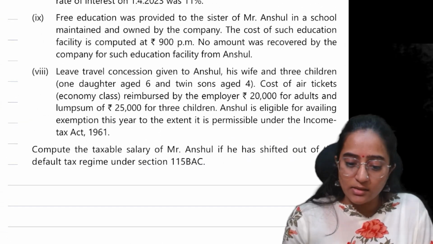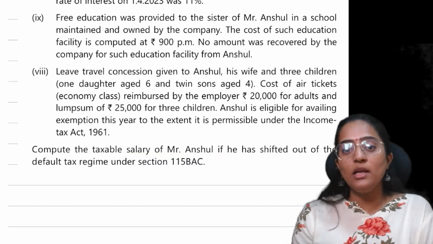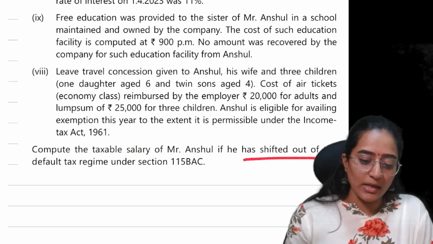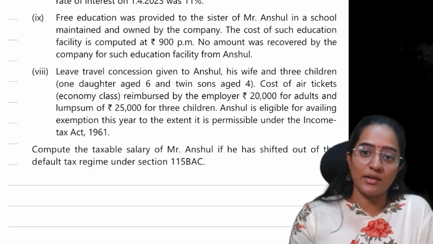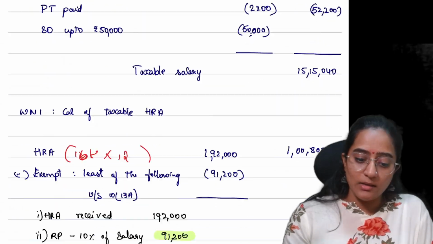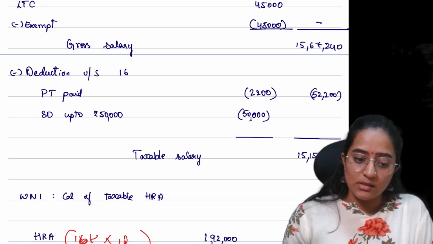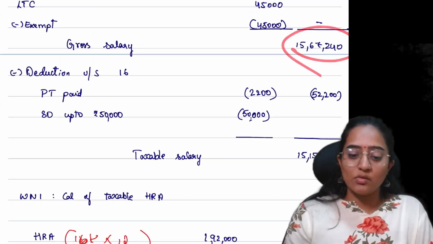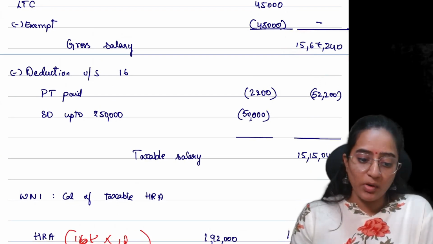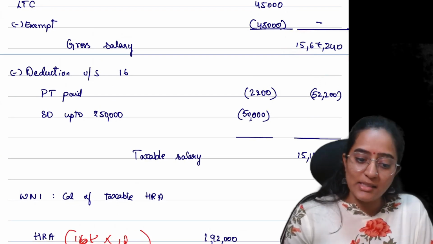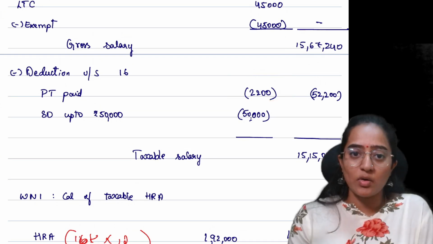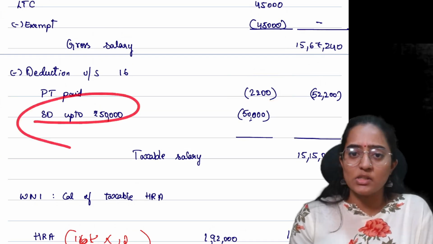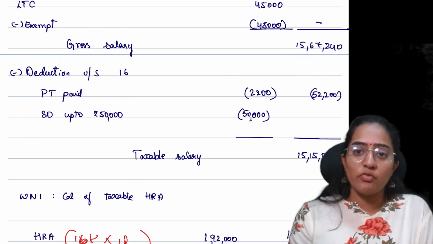Let's compute the taxable salary of Mr. Anshul if he has shifted out of the default tax regime under section 115BAC. Clear? In this case, 15 lakh 67,240 is the figure, and he has paid the professional tax. We have already considered the standard deduction under section 16, available up to 50,000 rupees.